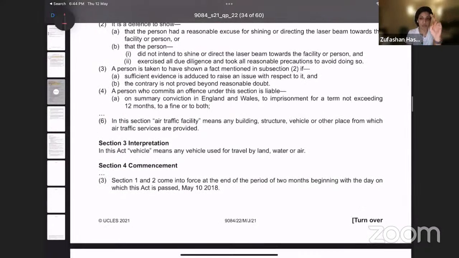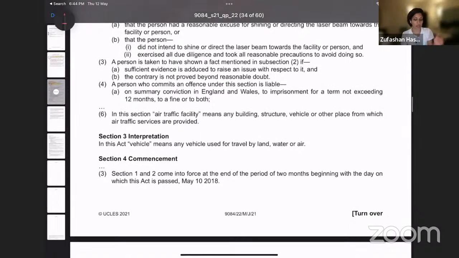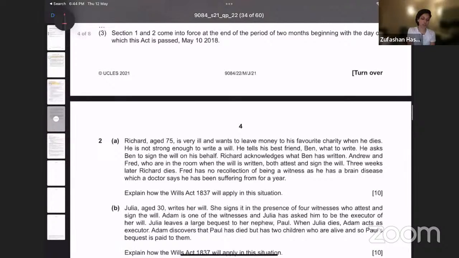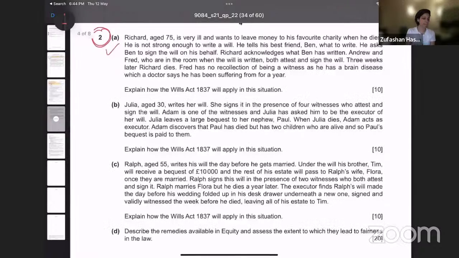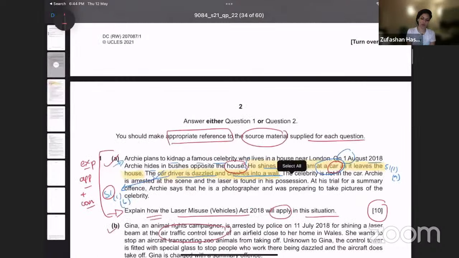For example, in this, you've been given 2 questions, one was the Archie thing, one is the Richard, Julia, and Ralph question. You either answer question number 2, all 4 parts, A, B, C, D, or you answer question number 1, all 4 parts, A, B, C, D. You make a choice. You answer either 1 or 2. Each one has 4 parts to it, making a total of a 50-mark paper for P2.